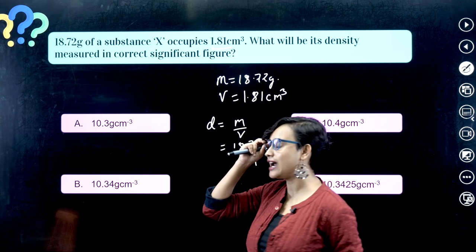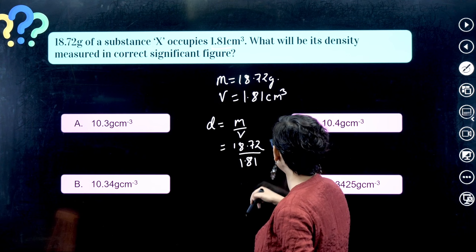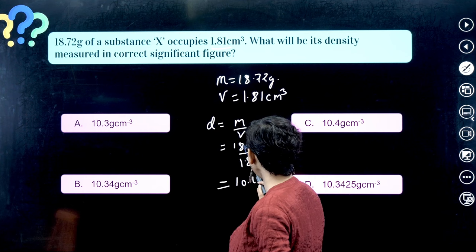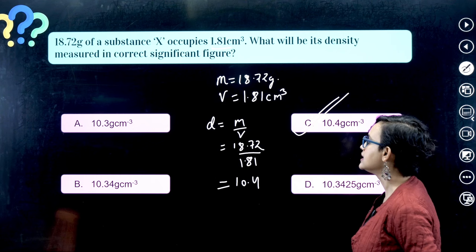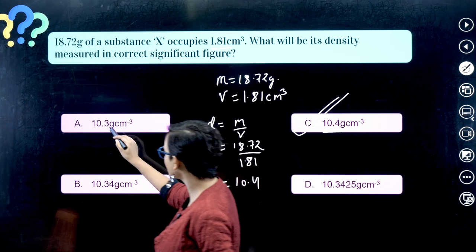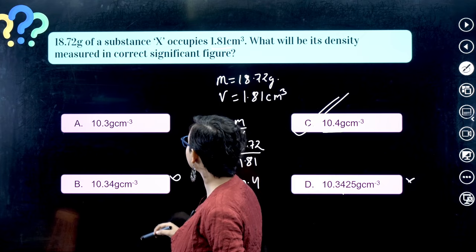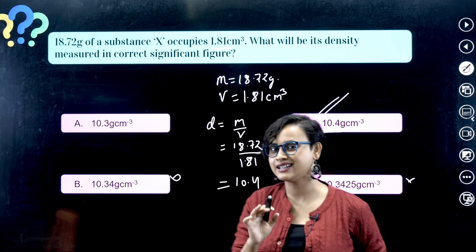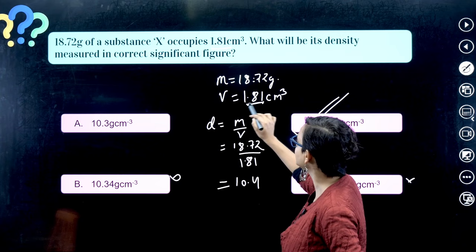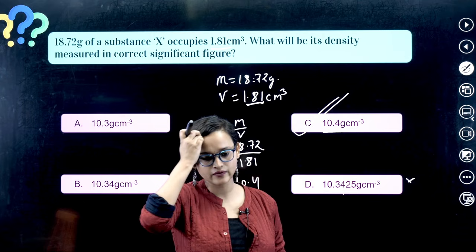So if I do 18.72 divided by 1.81, I think I will be getting somewhere around 10.4. So 10.4 gram per centimeter cube, option C, seems to be the correct answer, and only this has three significant figures. The others have four, and this one has six, so they cannot be the correct answer. Always see which one has the lowest significant figures. In this case, the lowest is 3, in 1.81. This has four. It has to be this, okay? You have to consider the lowest significant figure in the question.